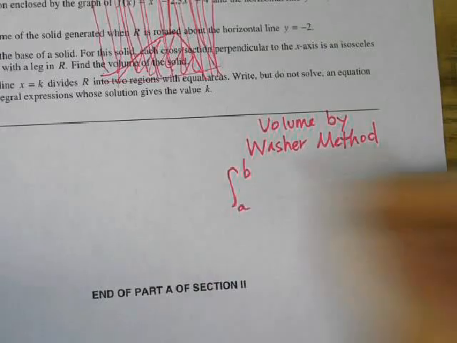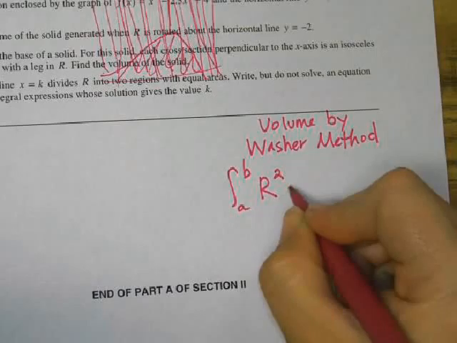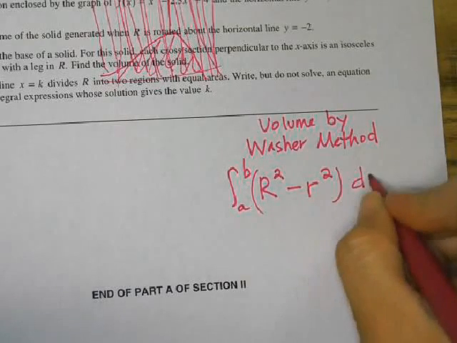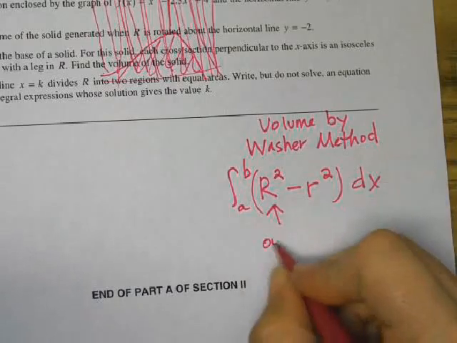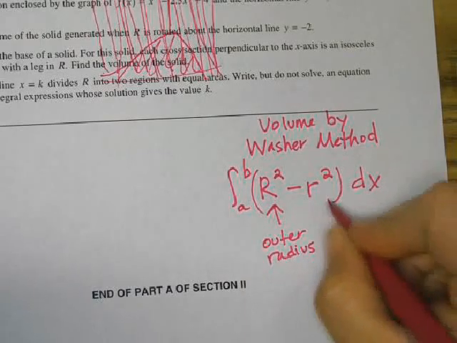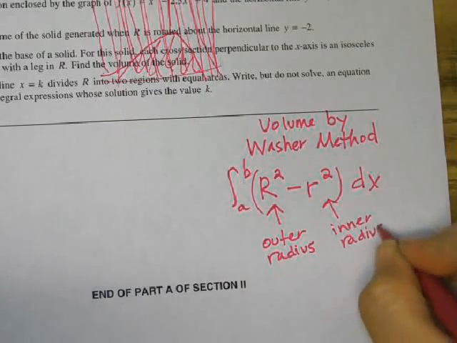Alright, so we're going to go from 0 to B of the outer radius squared, which we just said is 6. So the outer radius squared minus the inner radius squared. Now we've got to figure out what the inner radius is. The inner radius is not a constant, so we have to figure out what it would be.